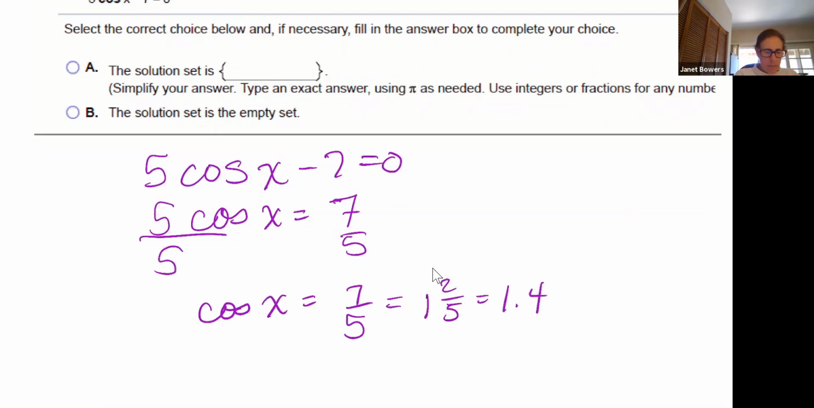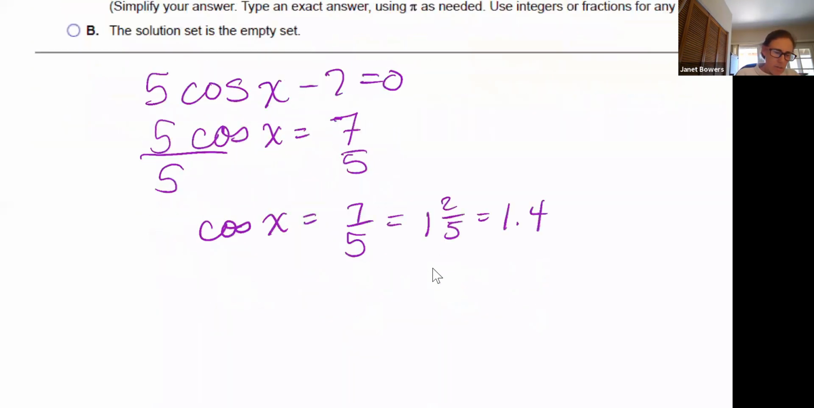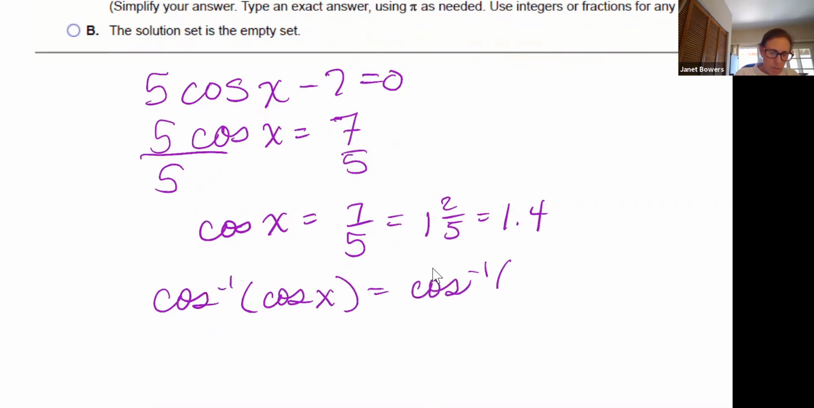Now, one way to do this is we can use again the inverse function. So the arc cosine of the cosine of x is equal to the angle whose cosine is 1.4. These two are inverse functions, so we just get x, because when you compose inverse functions. And now we have the angle whose cosine is 1.4.